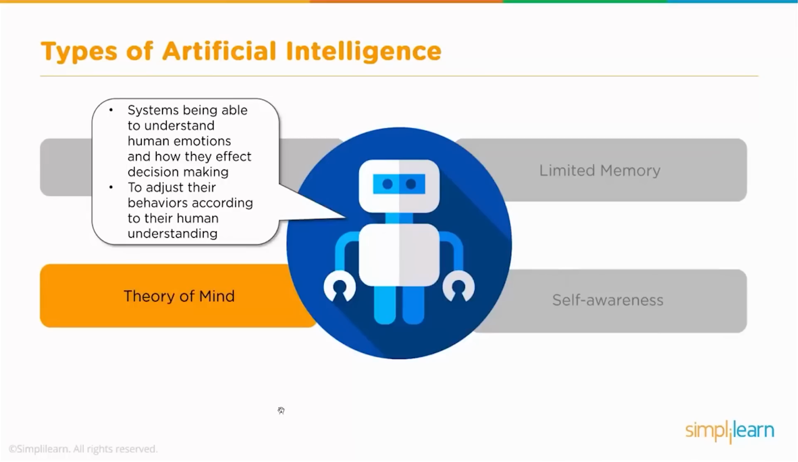Theory of mind. Systems being able to understand human emotions and how they affect decision making to adjust their behaviors according to their human understanding. This is important because this is our page mark. This is how we know whether it is an artificial intelligence or not. Is it interacting with humans in a way that we can understand? Without that interaction, it's just an object.